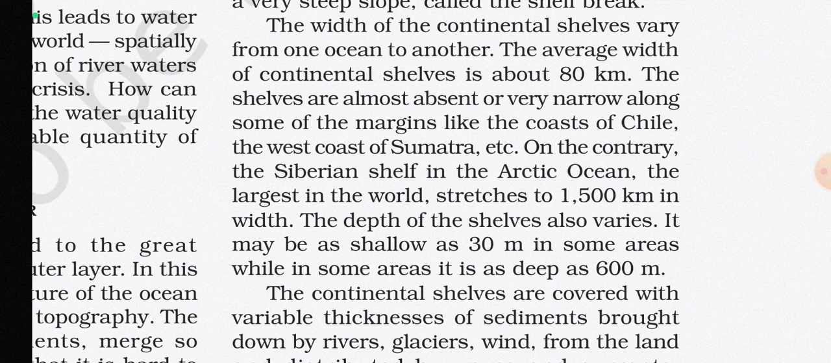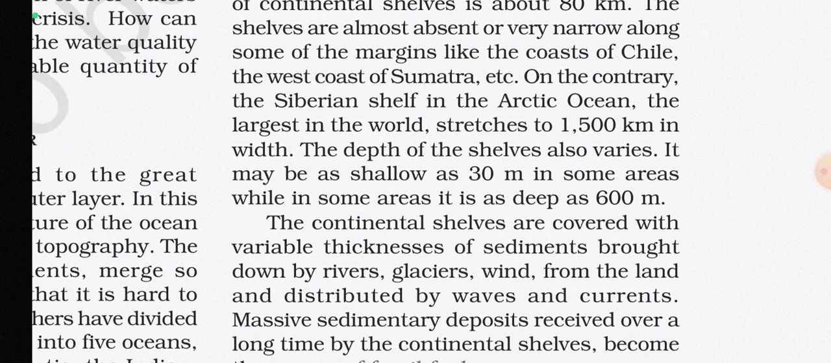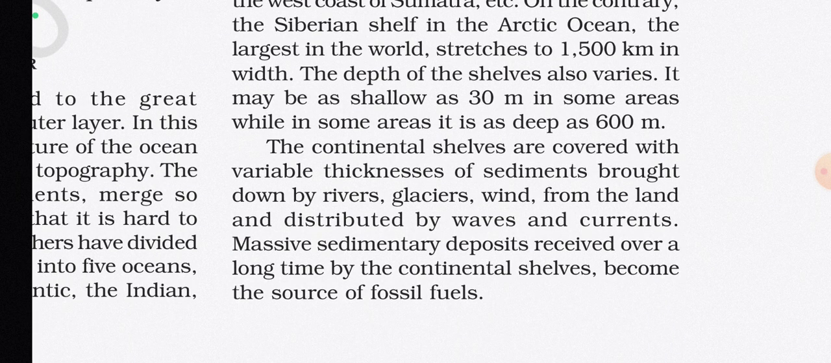The shelves are almost absent or very narrow along some of the margins like the coasts of Chile, the west coast of Sumatra, etc. On the contrary, the Siberian shelf in the Arctic Ocean, the largest in the world, stretches to 1500 km in width. The depth of the shelves also varies. It may be as shallow as 30 meters in some areas, while in some areas it is as deep as 600 meters.